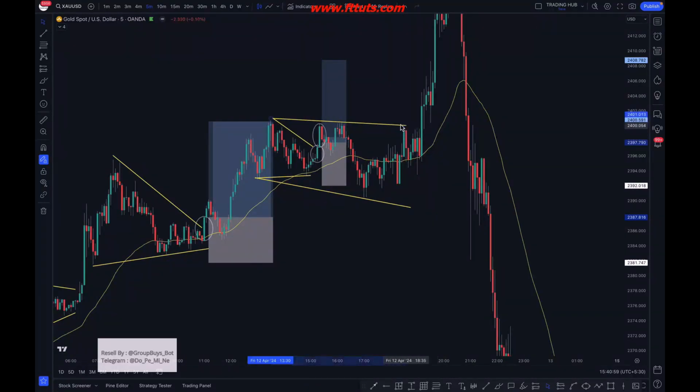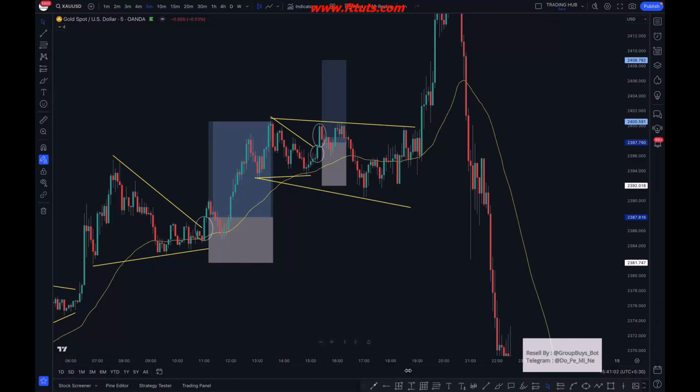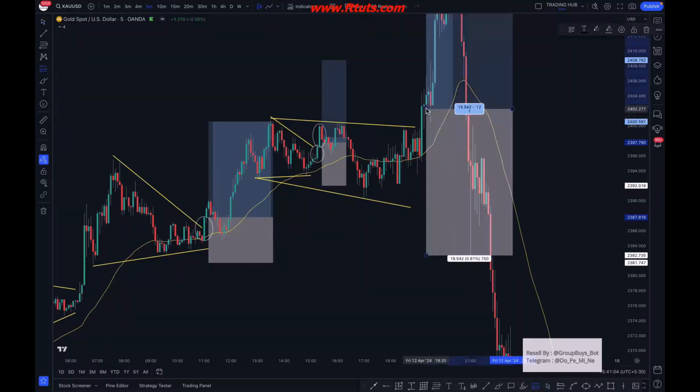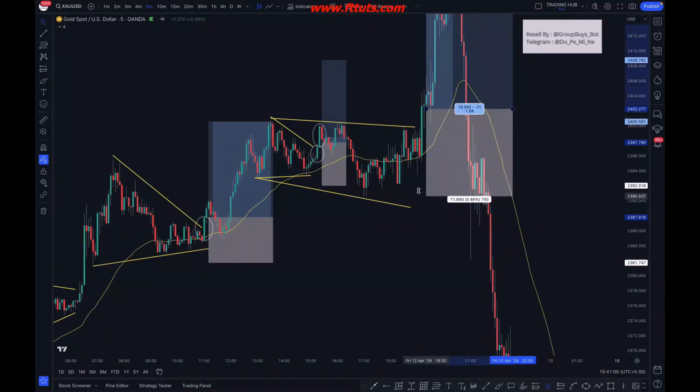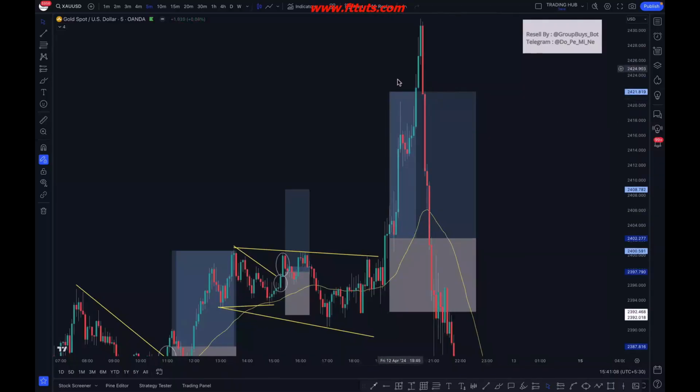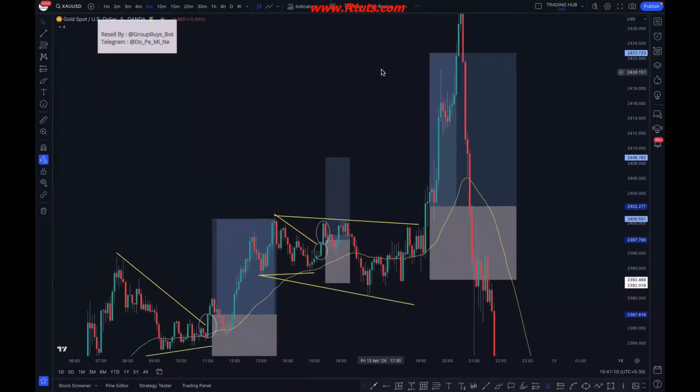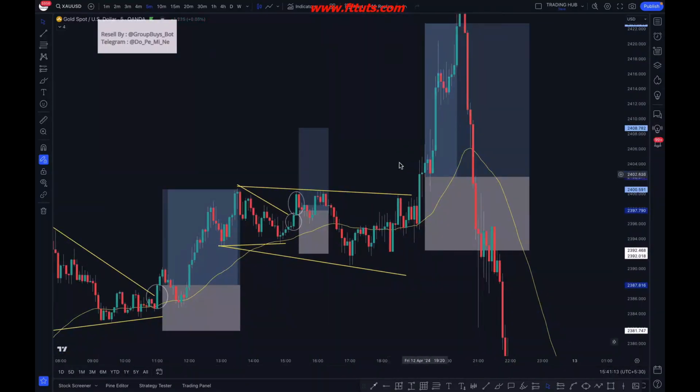Okay. So if market breaks the flag pattern here, absolutely we can buy here. Look at this one. This is the entry point here, and this low is our stop loss and 1:2 to our target point. So this is our entry point and this is our stop loss.